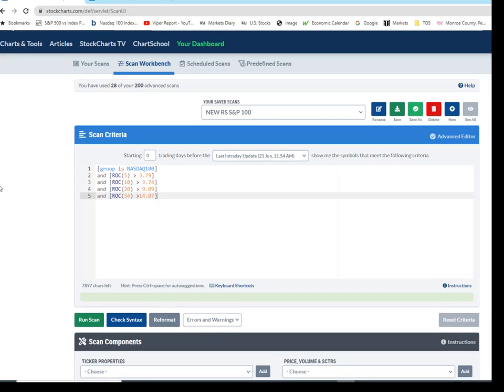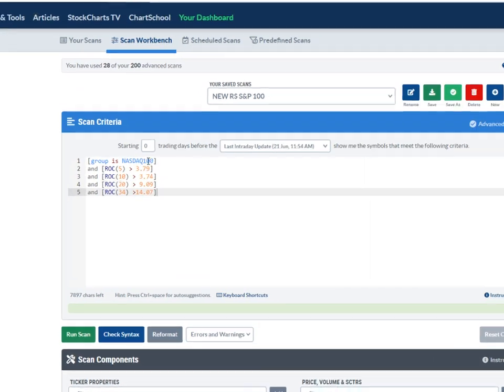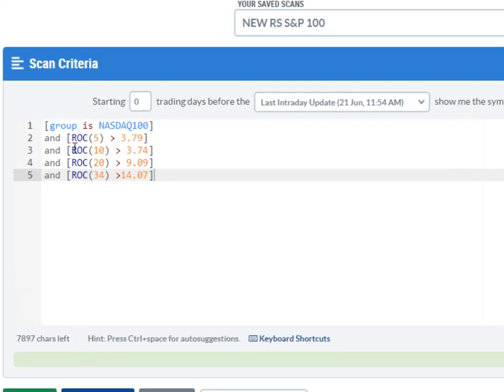Using these rate of change values, you can enter them into a scan within StockCharts. So you create a scan here. The group is obviously the NASDAQ 100, and you have the rate of change values I just reviewed: 3.79, 3.74, 9.09, and 14.09. So what this is going to do is select only those stocks which are performing better than the QQQ based on the rate of change values.